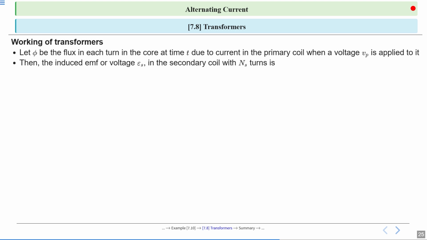Then the induced EMF or voltage epsilon s in the secondary coil with turns Ns is, according to Faraday's law of electromagnetic induction, minus d by dt of the flux through the coil. Phi is the flux through each turn, and Ns is the number of turns in the secondary coil. So the EMF induced in the secondary coil is equal to minus Ns, since Ns is constant and flux is changing with respect to time, d phi by dt. Mark it as equation 7.31. That is the EMF induced in the secondary coil.